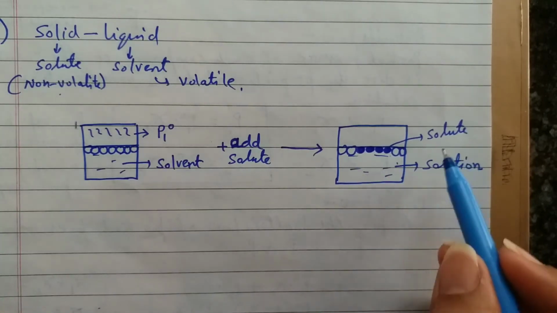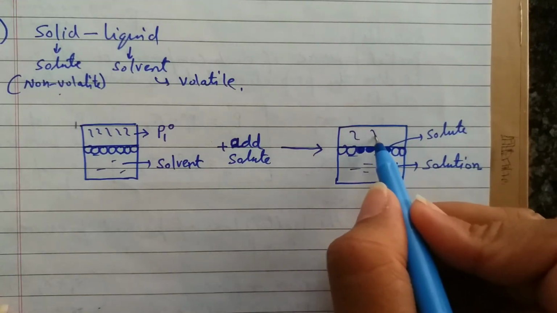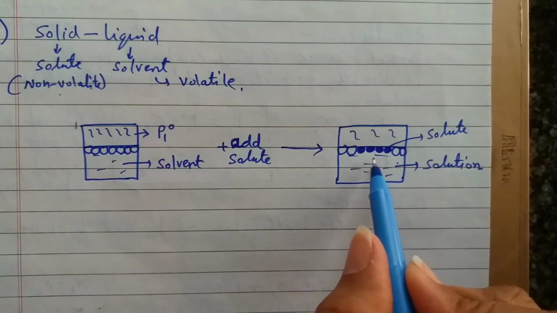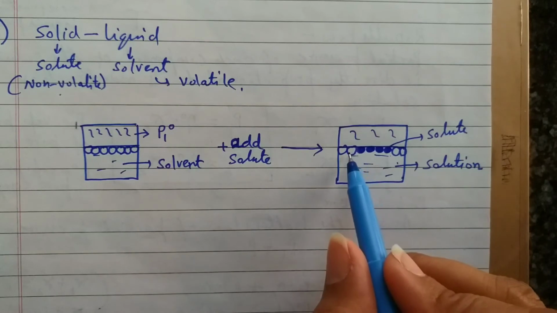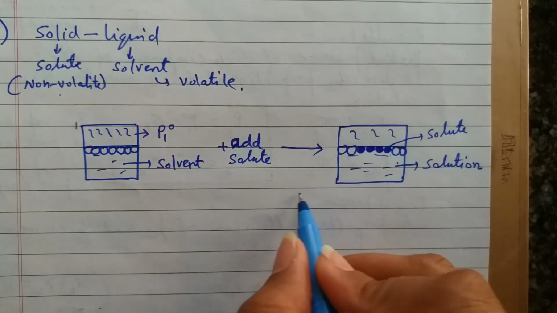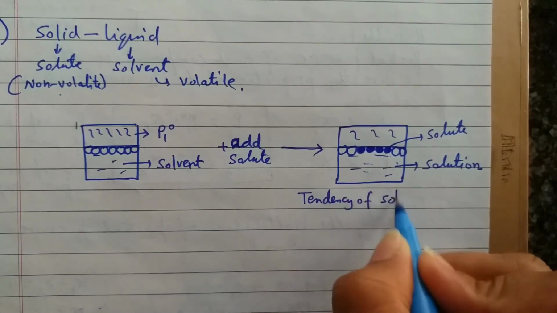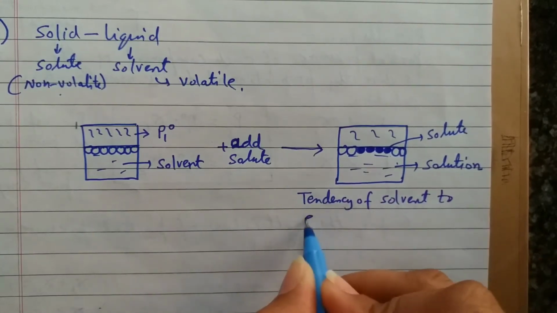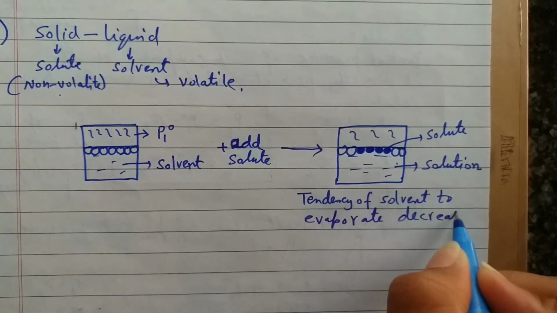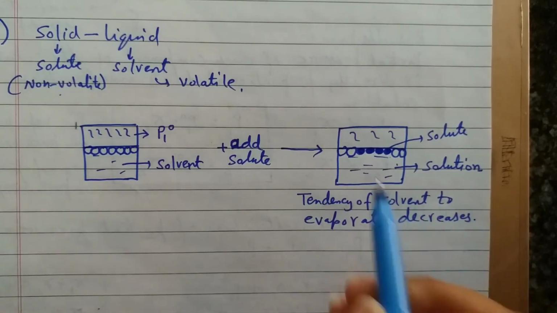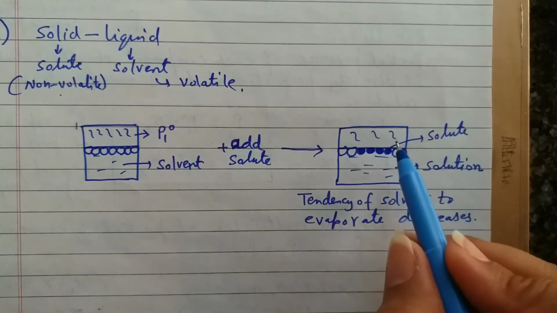Now what happens? The solute is not volatile, but the solvent is still volatile, so the solvent will evaporate. But as you see, some of the surface is now covered by the solute particles, which are not volatile, so the tendency of the solvent to evaporate decreases. I'm mentioning the important point here, that the tendency of the solvent to evaporate decreases, and that's because some of the surface is also covered by the solute particles.